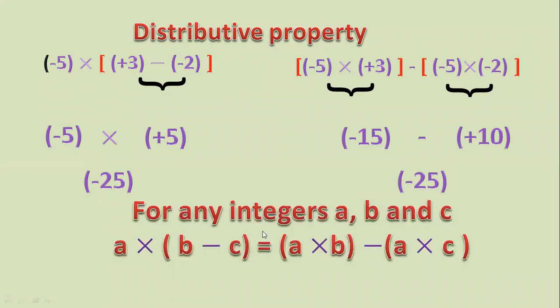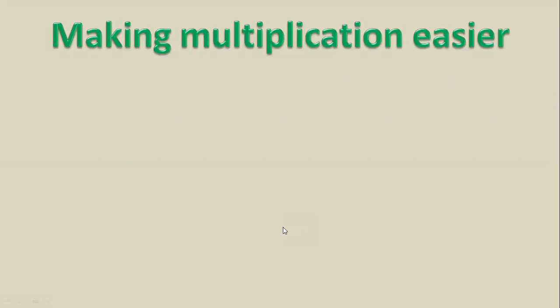So in general, for any integers a, b and c, a into (b minus c) is equal to a into b minus a into c. This is called distributive property. Let us use this property to make multiplication a little easier.